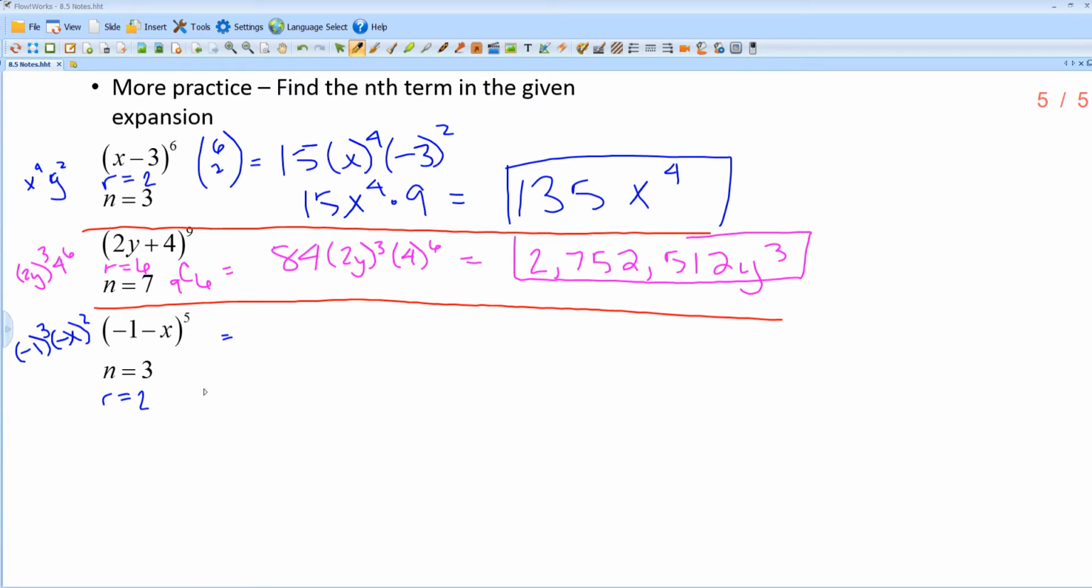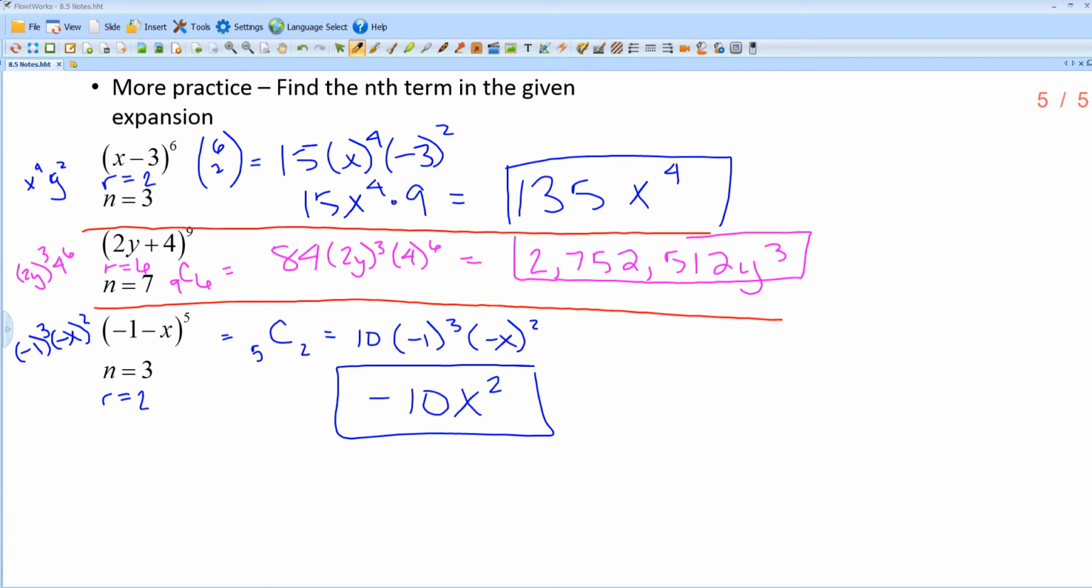So I'm going to be doing 5 choose 2. When I do 5 choose 2, I get 10. And then I have negative 1 cubed, negative x squared. Negative x squared gives me a positive x squared. And negative 1 cubed gives me negative 1. So this will be negative 10x squared.